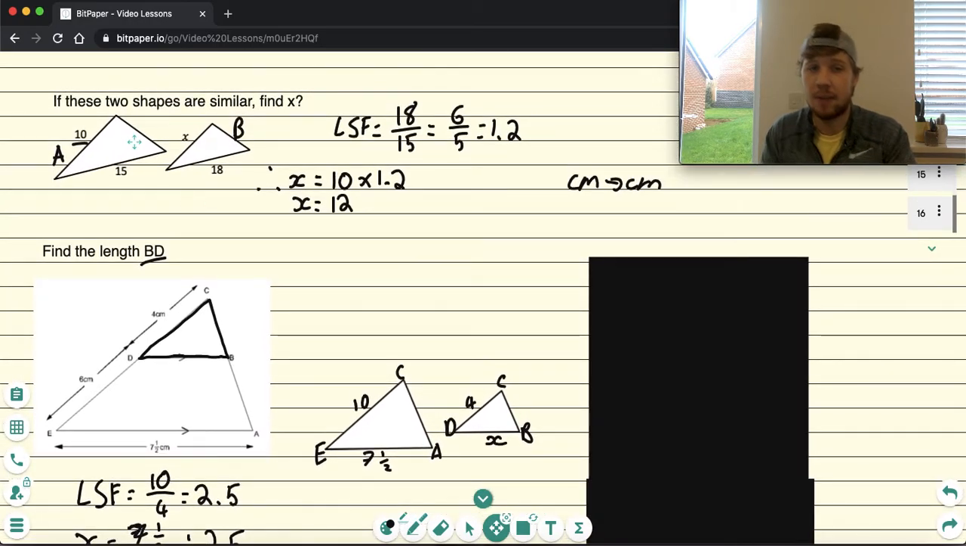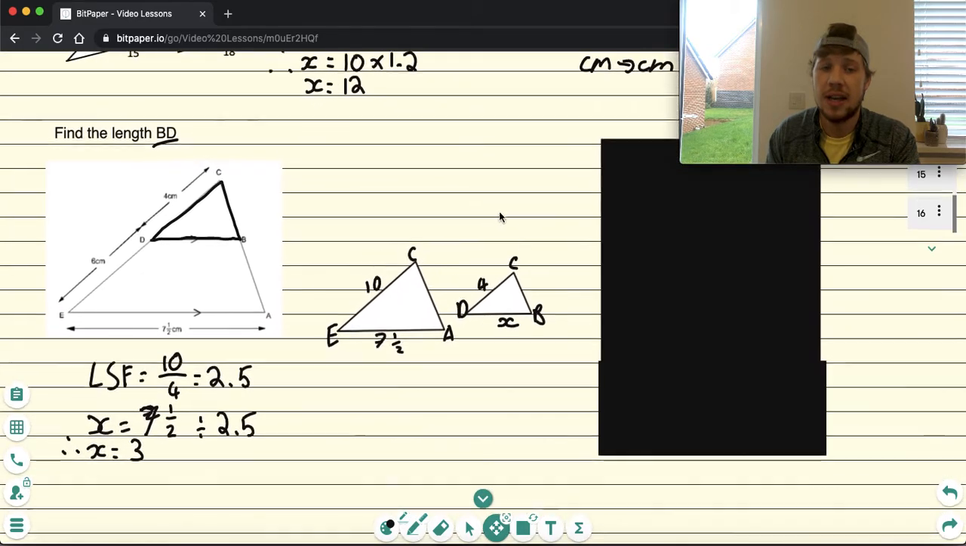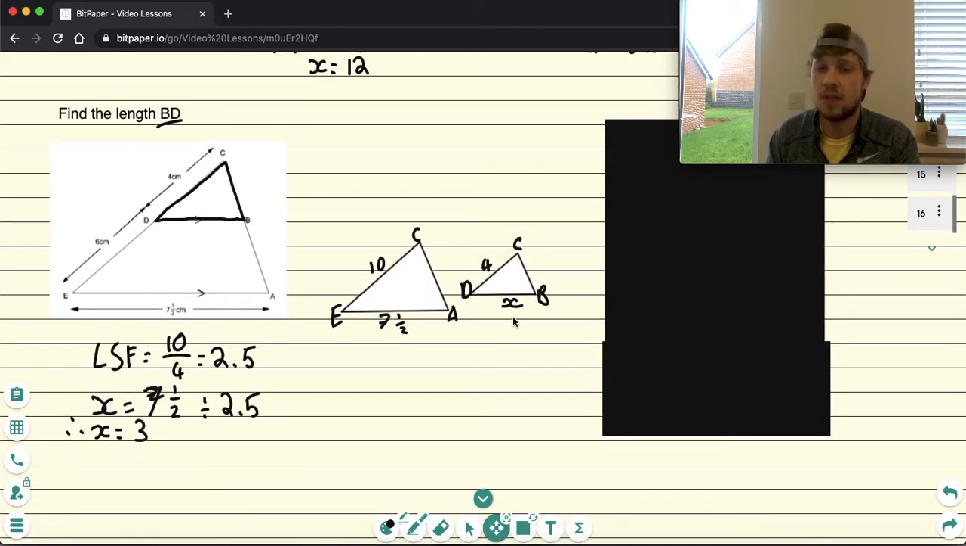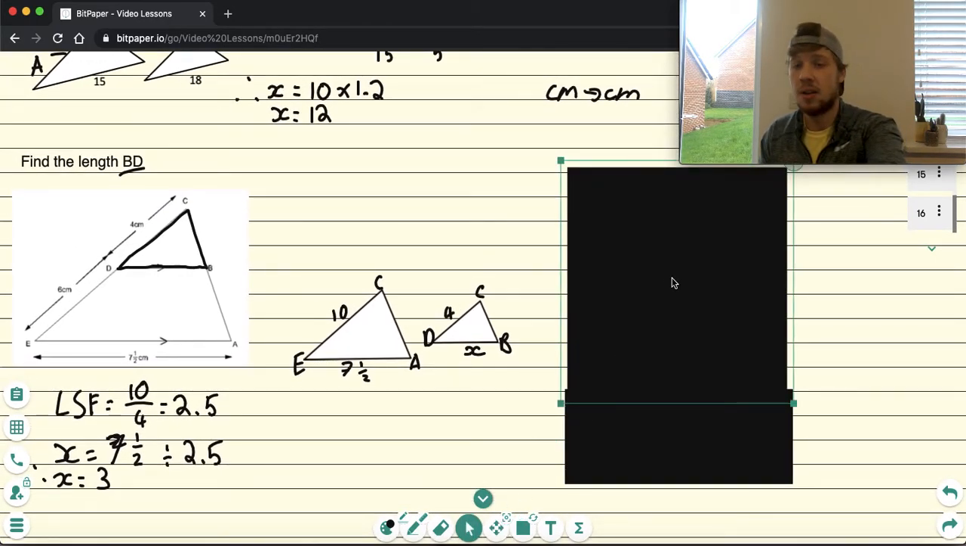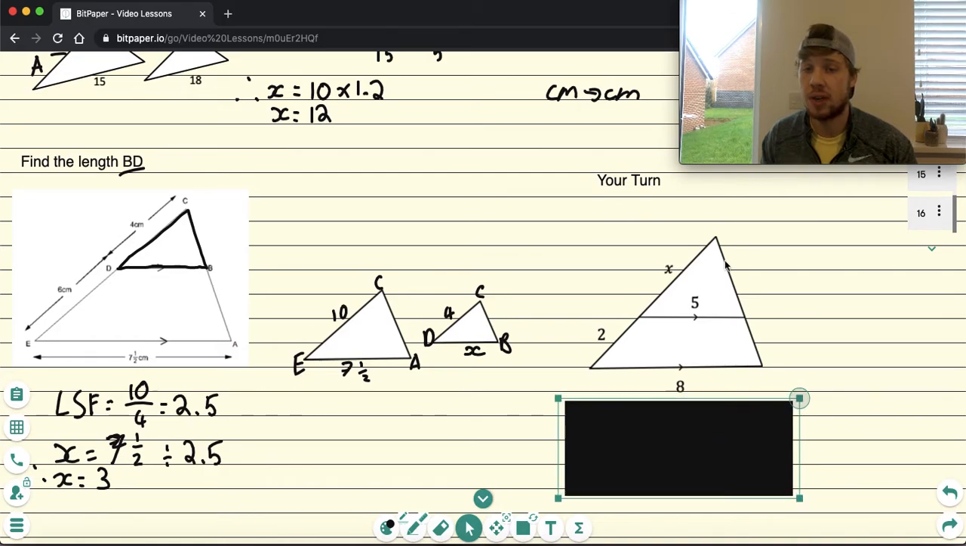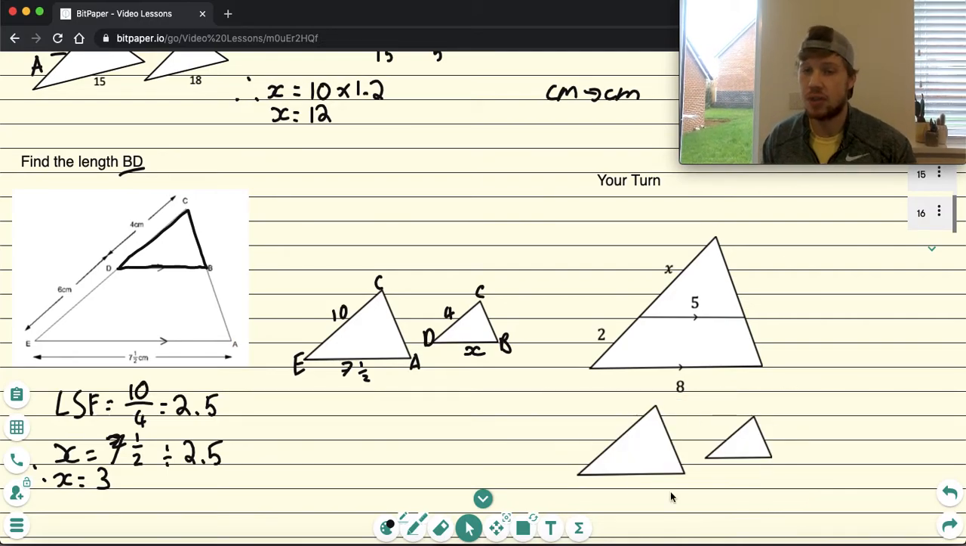So, if I'm going from a smaller to a larger one, I have to multiply in this scenario. If I'm going from the larger to the smaller, I would then need to divide. Okay, what I'd like you to have a go at is first of all have a go at this triangle here, tell me what x is, and if you need help, I'm going to show you the two triangles as well.